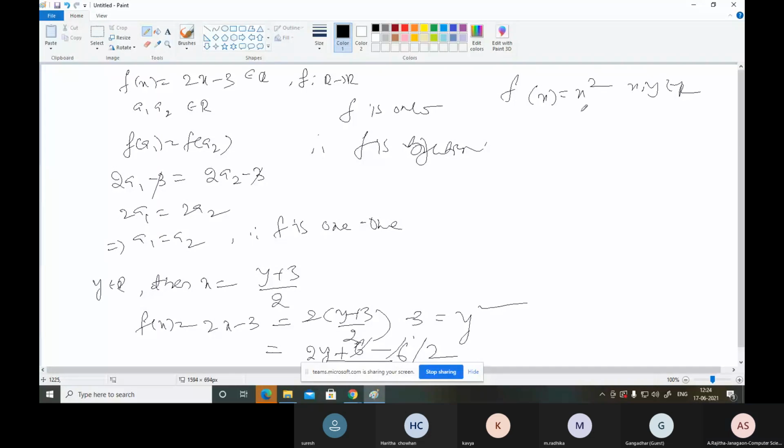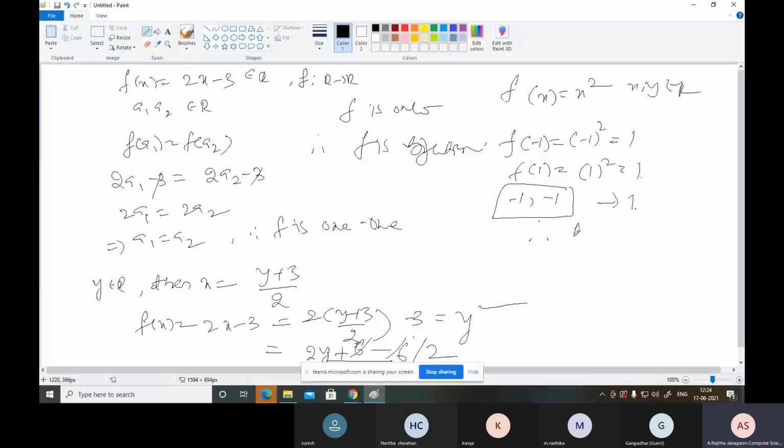So here f of minus 1 equal to what? Minus 1 whole square equal to 1. F of 1 equal to what? 1 square equal to 1. So minus 1 and 1 both have the same image, 1. Therefore f is not one-one, since minus 1 and plus 1 both map to 1.